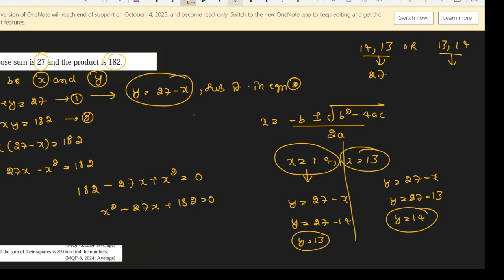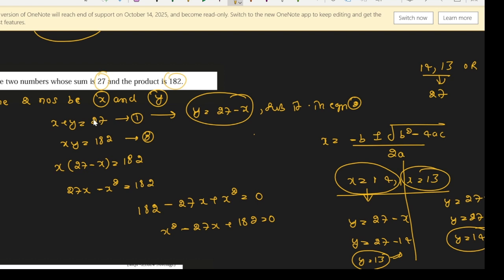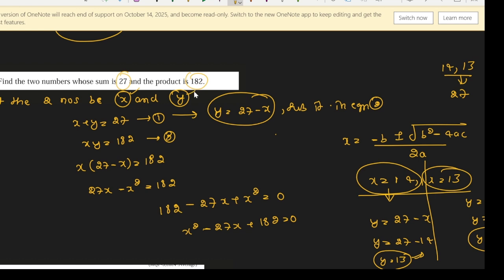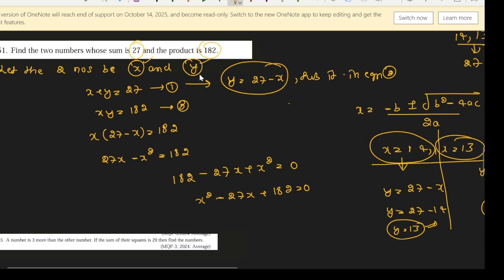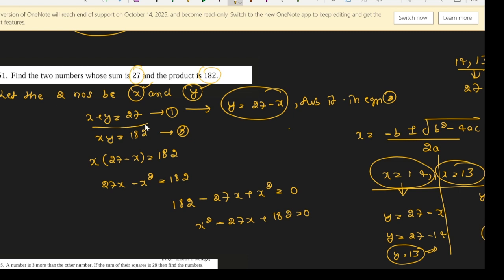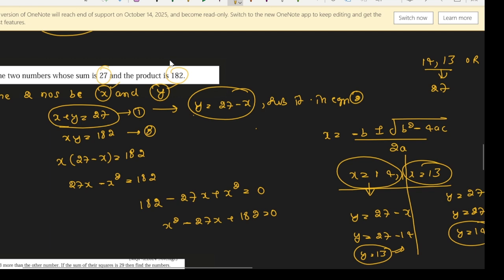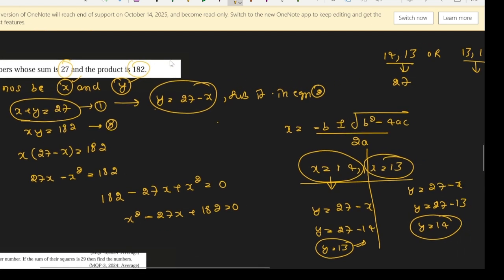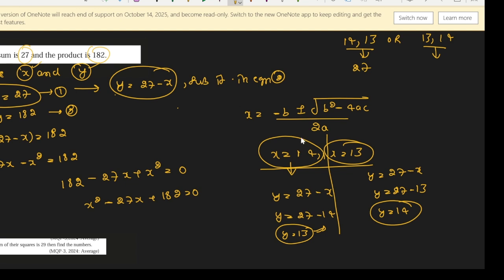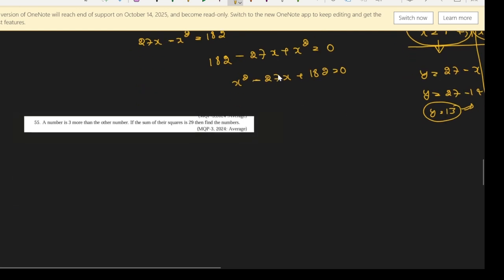So in case you are getting confused, once you get the two values of x, take any one of the values and find the value of y. How did I get y is equal to 13? Because from equation 1 we have y is equal to 27 minus x. Two numbers are there, right? So we have x and y. So we have to find the value of y also. So if you substitute x is equal to 14 or else x is equal to 13, you will get the other value. Okay, no need to get confused. You can put any one of these answers because both are the same. 14, 13 and 13, 14 are both the same.